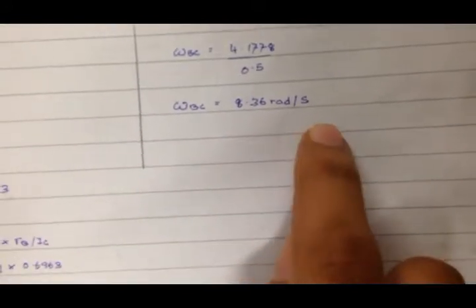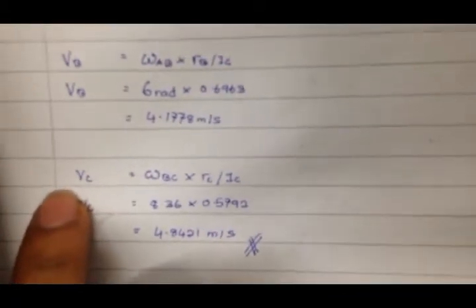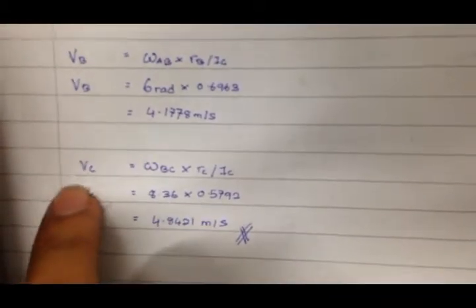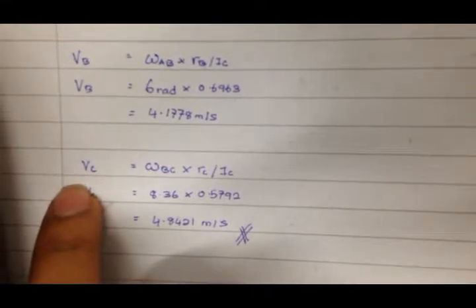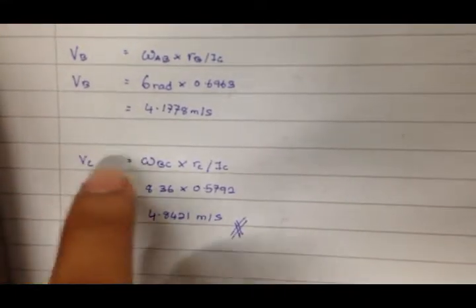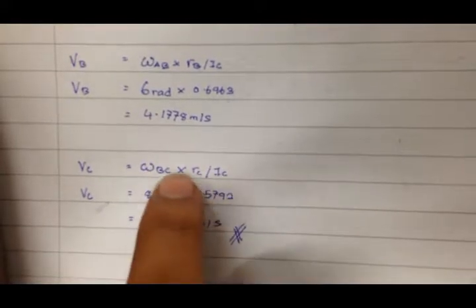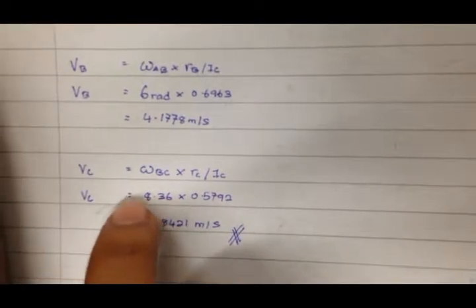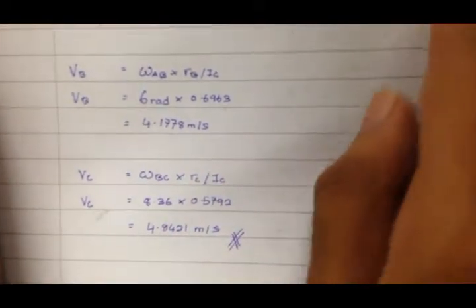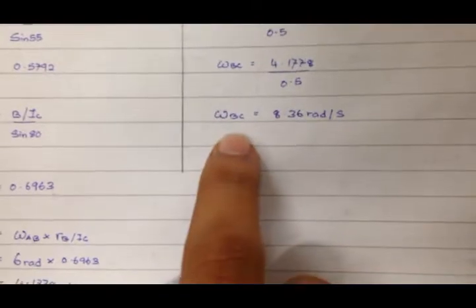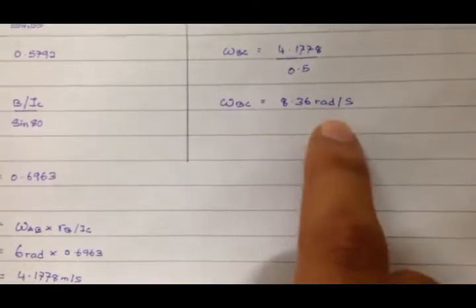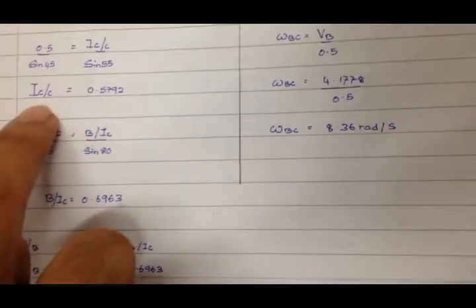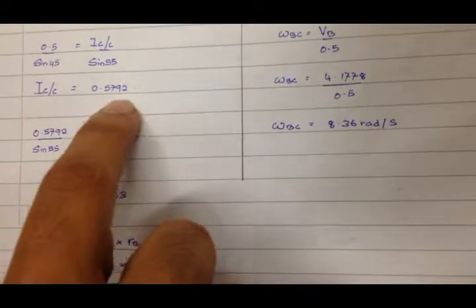So we use this information to calculate VC, which is what the question is asking us to calculate: compute the velocity of the slider block at C at the instant. So VC equals the angular velocity of BC times the radius from C to IC. The angular velocity of BC is 8.36, times the information we have got up here, IC to C, which is the length 0.5792.